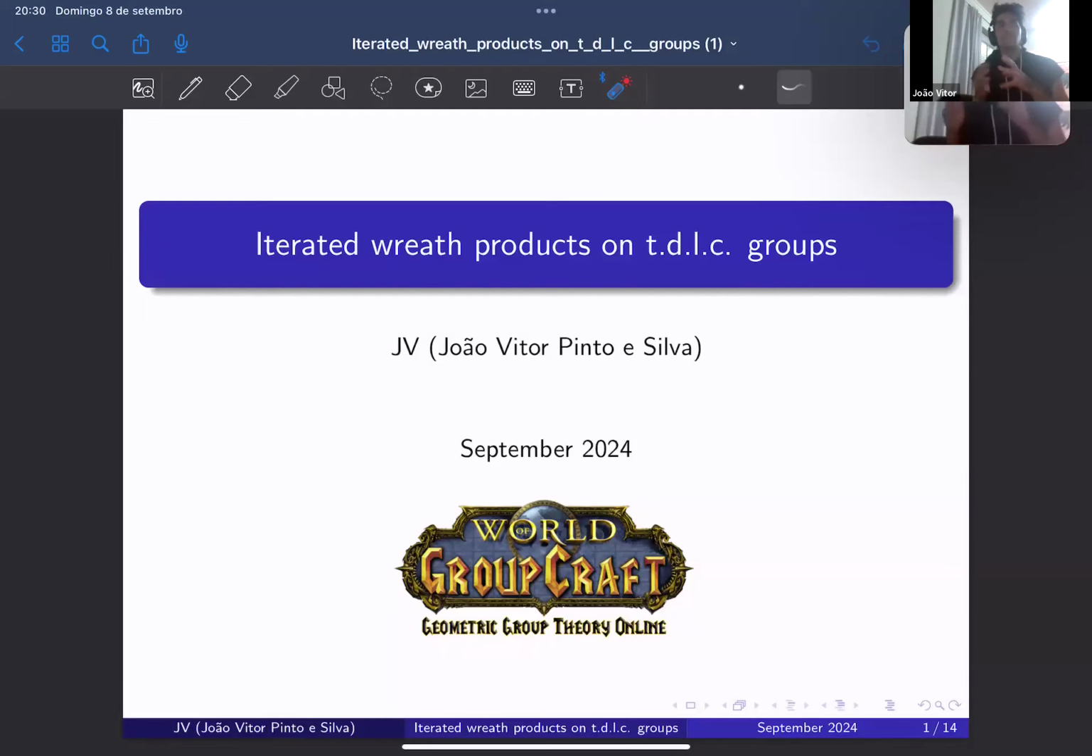Even though the focus is t.d.l.c. groups, just to make it easier, if you are not familiar with topological groups, you can also think about them as wreath products of discrete groups. I will have the definitions for t.d.l.c. groups, but it's not necessary. Even discrete groups are t.d.l.c., but you can think just about a group without a topology.